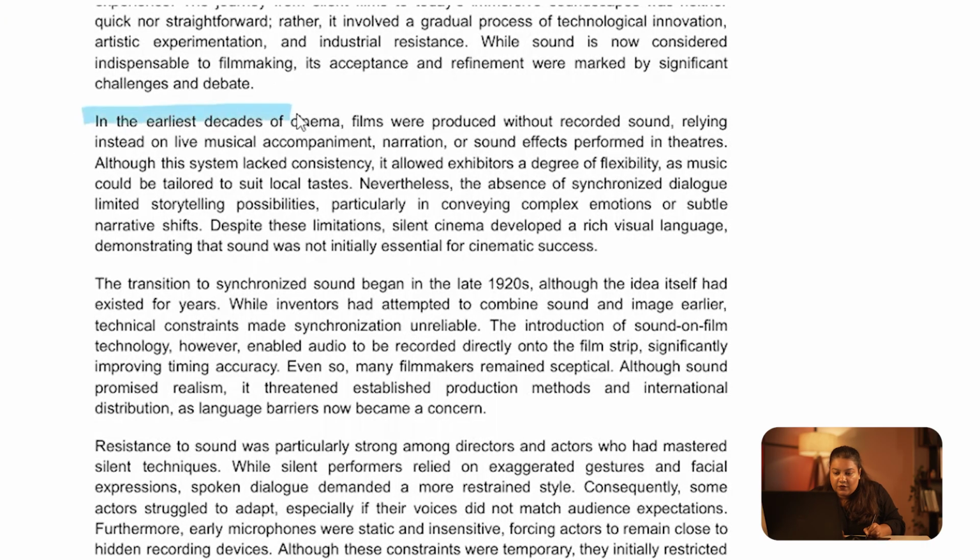It says that in the earliest decades of cinema, films were produced without recorded sound, relying instead on live musical accompaniment, narration, or sound effects performed in theaters. Although the system lacked consistency, it allowed exhibitors a degree of flexibility as music could be tailored to suit local tastes.